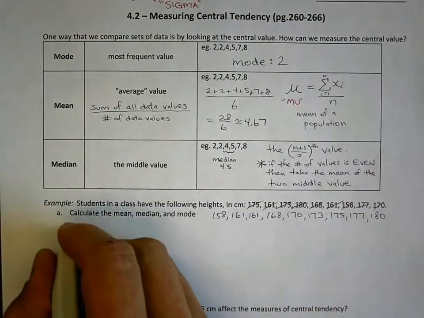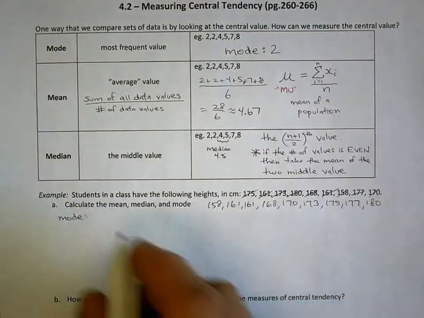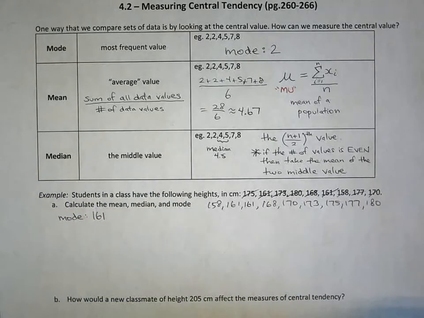So let's start with the mode. That's the easiest one, the one that repeats over and over. Okay, 161. The mode is 161. That's the most frequent number.